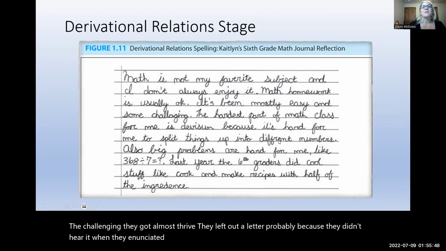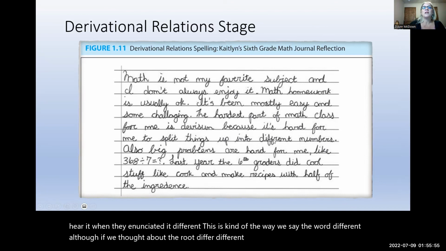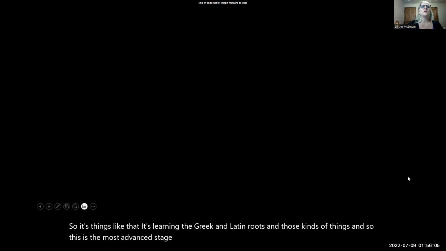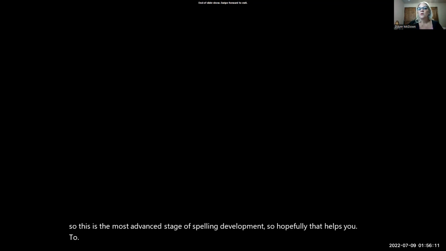Different, this is kind of the way we say the word different, although if we thought about the root, different, it would help us to put that E in there. So it's things like that. It's learning the Greek and Latin roots and those kinds of things. This is the most advanced stage of spelling development. So hopefully that helps you to get a sense of those five spelling stages of development.